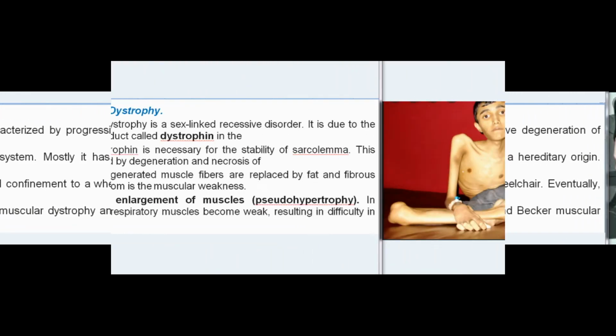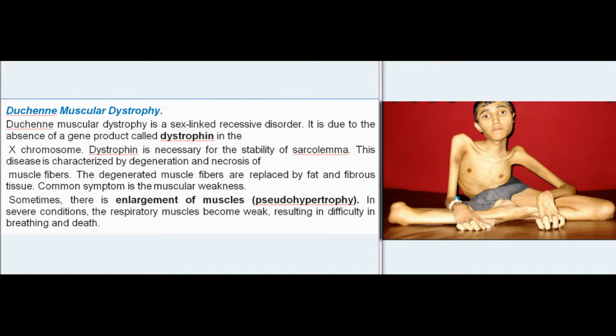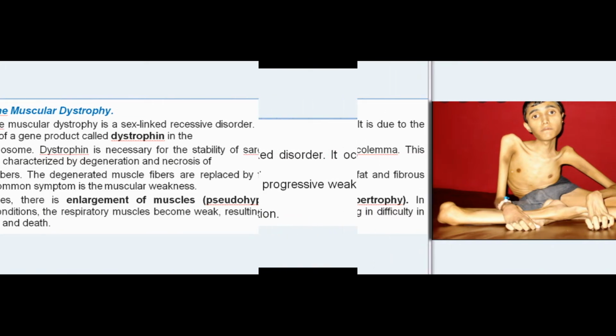Duchenne muscular dystrophy. Duchenne muscular dystrophy is a sex-linked recessive disorder. It is due to the absence of a gene product called dystrophin in the X chromosome. Dystrophin is necessary for the stability of sarcolemma. This disease is characterized by degeneration and necrosis of muscle fibers. The degenerated muscle fibers are replaced by fat and fibrous tissue. Common symptom is the muscular weakness. Sometimes, there is enlargement of muscles, pseudohypertrophy. In severe conditions, the respiratory muscles become weak, resulting in difficulty in breathing and death.